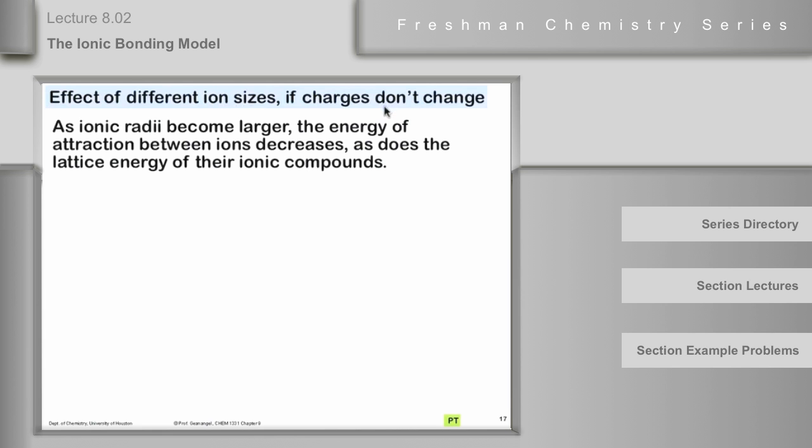We're going to compare 2 things that have different ion sizes but have the same charge, M plus X minuses. And in general, since the distance is in the denominator of Coulomb's law, it's down in the bottom, if the distance gets larger, meaning the ions get larger, then if nothing else changes, the energy should decrease. Okay? So as the ions get larger, the energy of attraction decreases. And so does the lattice energy. I've chosen 3 examples here for you.